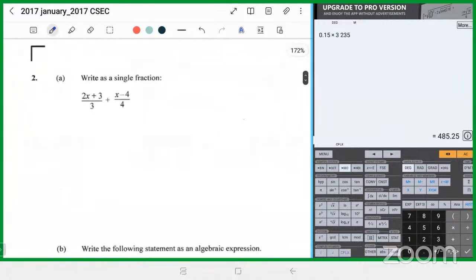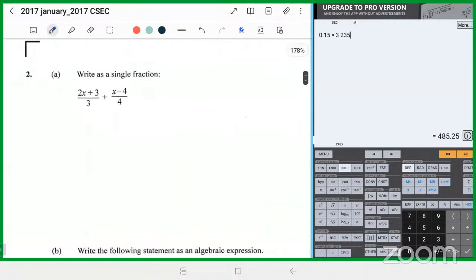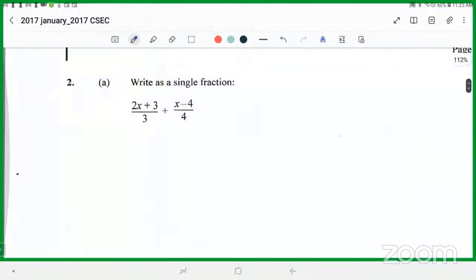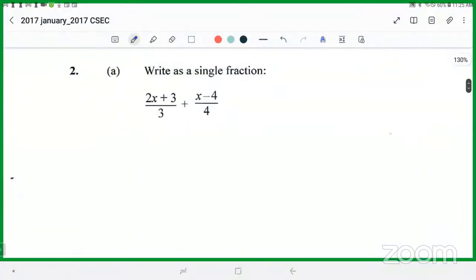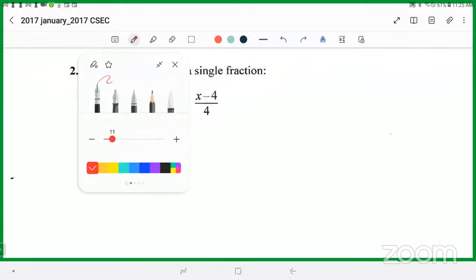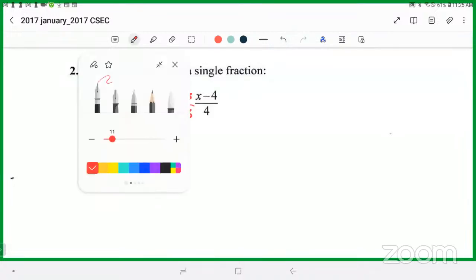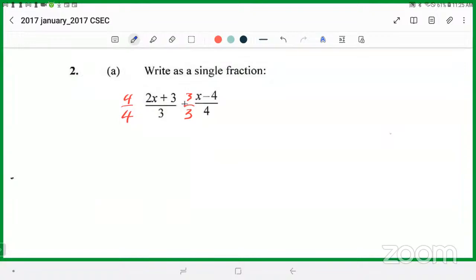All right, down here now. It says, write this as a single fraction. I don't think I need the calculator. Write this as a single fraction. What we want is for the two denominators to be the same. So we want to multiply this denominator up here and down here. So multiply this one by 4/4, and multiply this fraction by 3/3. That way the two denominators become the same, and the fractions will then be related.